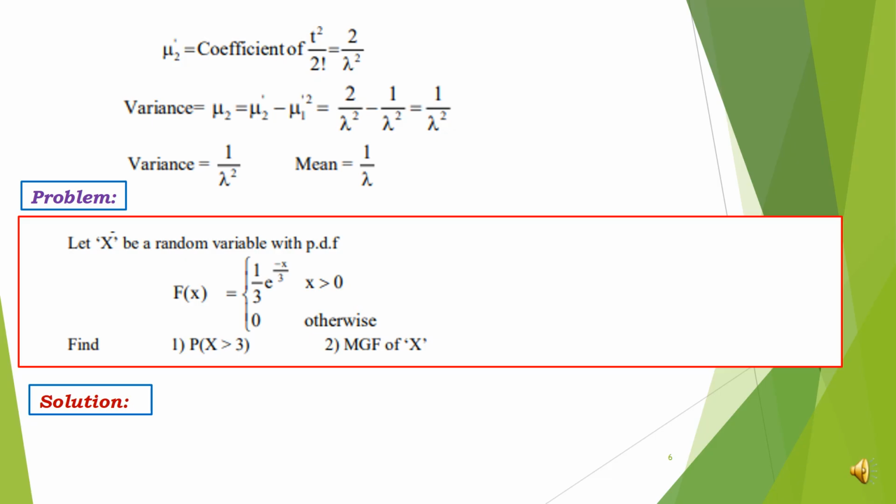Here, let x be a random variable with the probability density function f(x) = 1 by 3 e^(-x by 3), x greater than 0. We have to find the probability of x greater than 3 and the moment generating function of x.